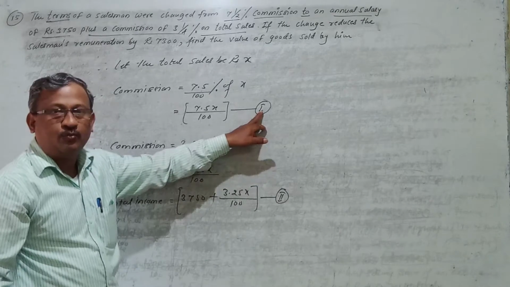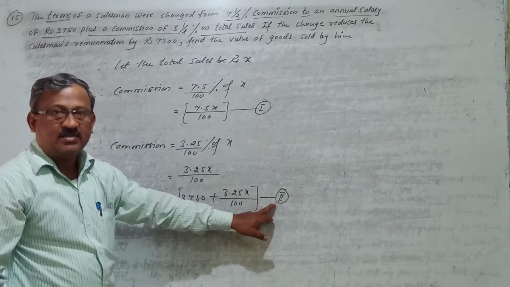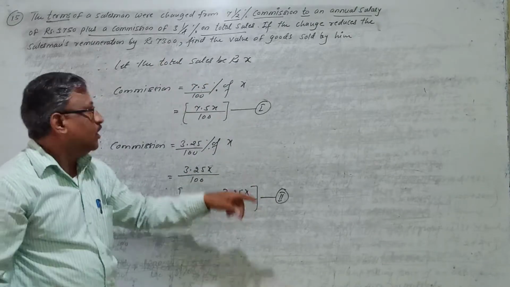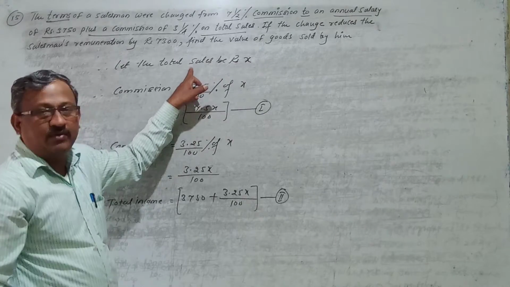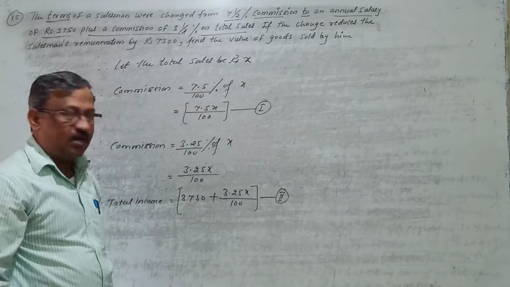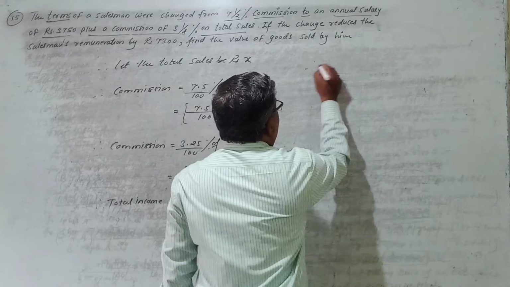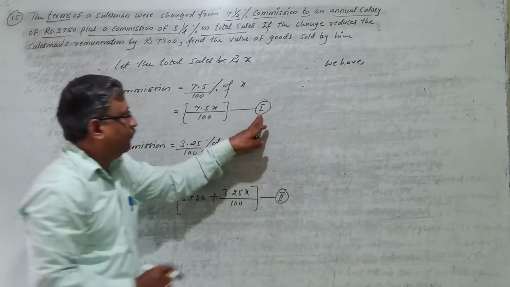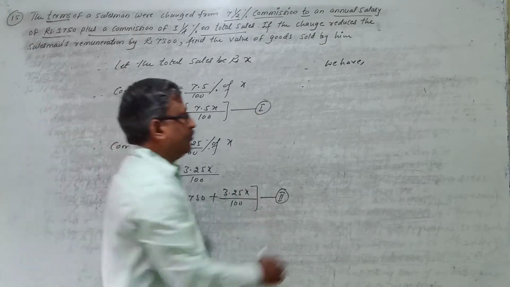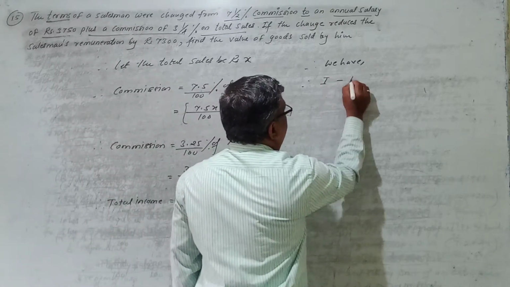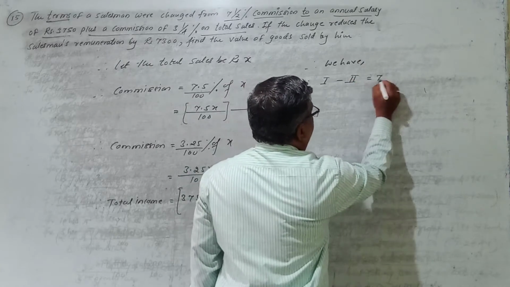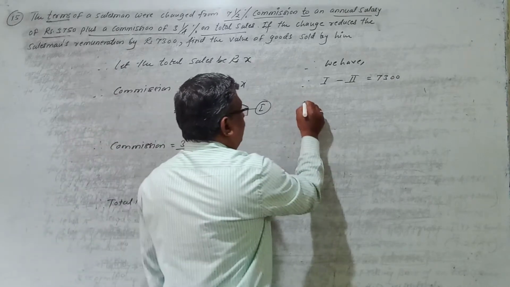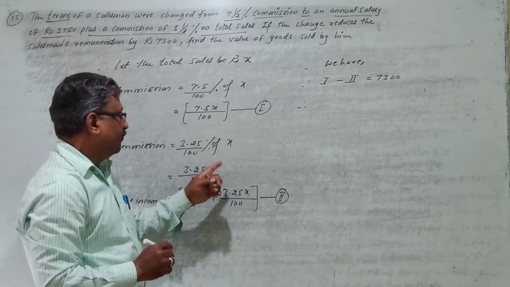How do you put the equation? From the first equation you have to minus the second equation, equal to 7,300, and solve that equation for x. So you get the x value, which means your sales. So let's put the equation. Below that you can write, therefore we have, from the first equation minus the second equation equal to 7,300, and simplify.